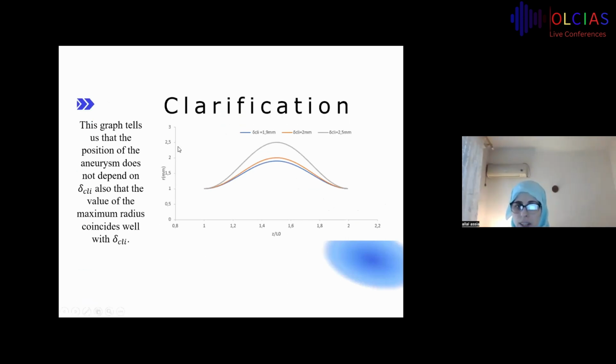This graph tells us that the position of the aneurysm does not depend on the delta clinic, and also that the value of the maximum radius coincides well with delta clinical.